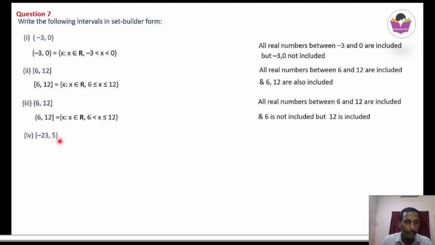Next is [-3, 5). So here first is a square bracket, next is an open curved bracket. What we have to do: for [-3, 5), in the first part you will be putting the equal to symbol, -3 ≤. In the last part, 5, there is no equal to, only less than. So x such that x is an element of R, -3 ≤ x < 5. So this is the answer to the fourth question.